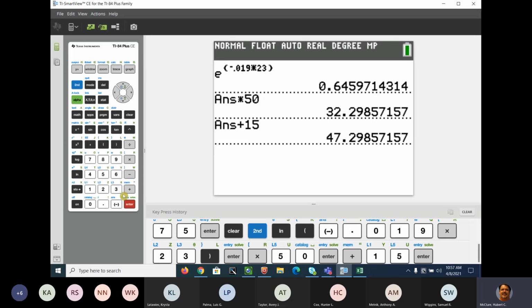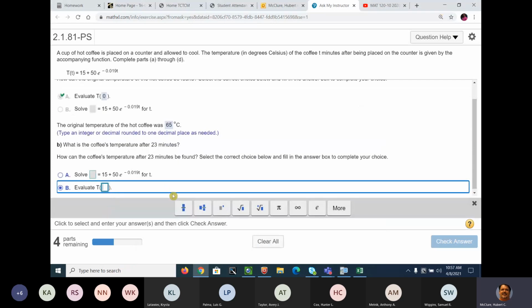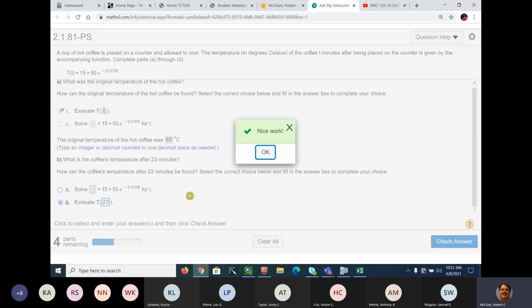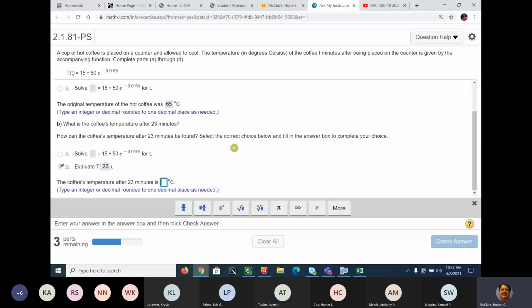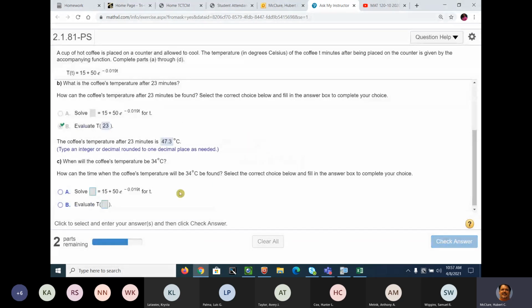I don't know how they're going to round. 47.2985. So let's see how they want to round it. Evaluate T of 23. And what does it say, round to? 1 decimal place, 47.3. And that's basically how you do it. I'm not going to do every one of them.